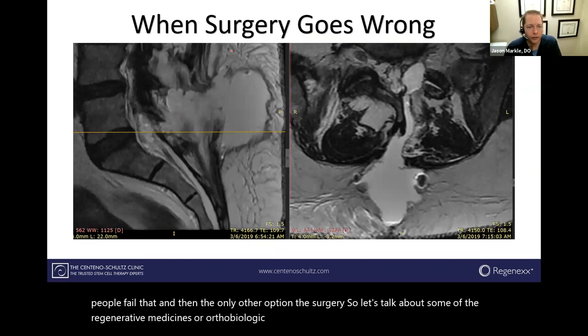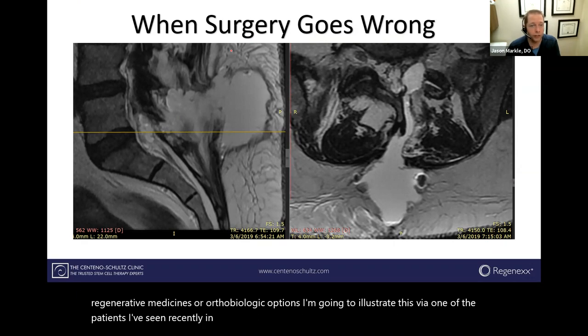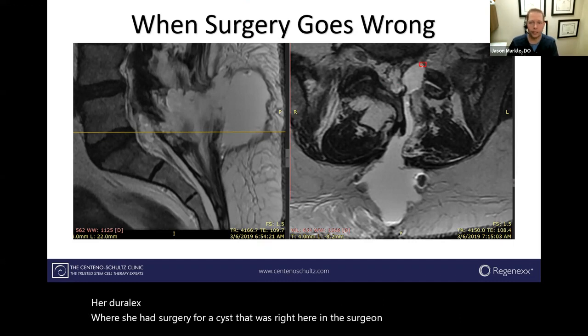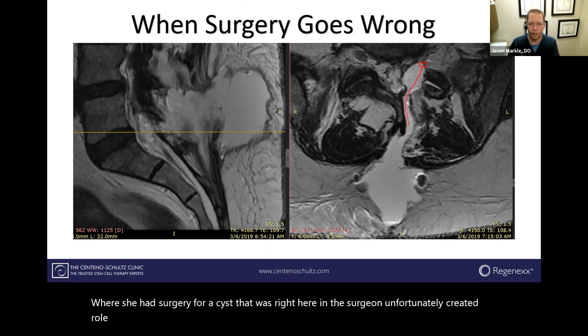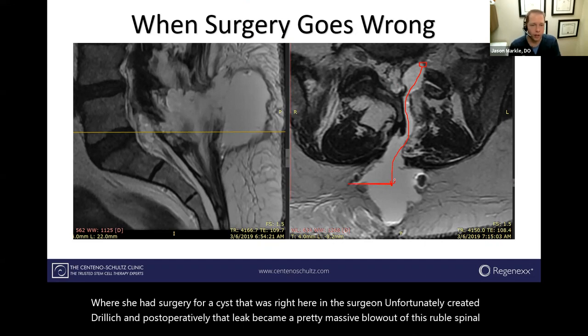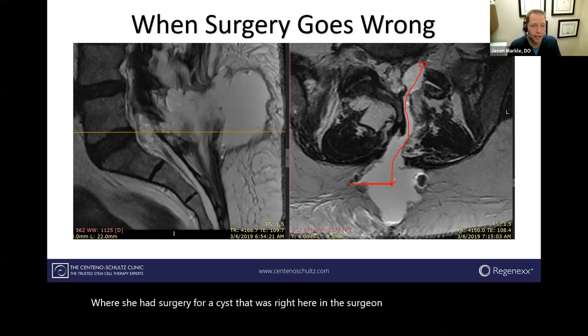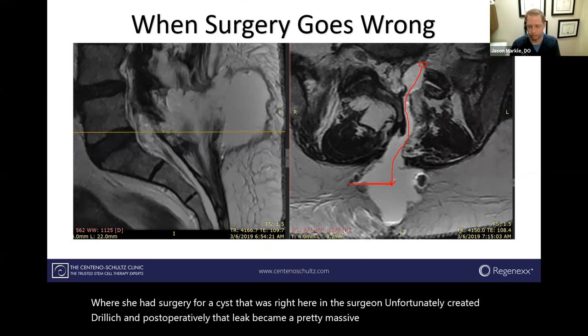I'm going to illustrate this via one of the patients I've seen recently and treated with a dural leak as a complication of surgery. So this was a MRI illustration of her dural leak where she had surgery for a cyst that was right here, and the surgeon unfortunately created a dural leak, and post-operatively that leak became a pretty massive blowout of the cerebral spinal fluid where it's leaking all the way out, causing not only just headaches, but the pressure in the fluid buildup is actually causing severe nerve pain as well as back pain and leg pain.